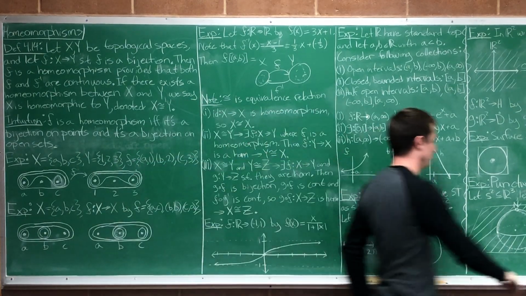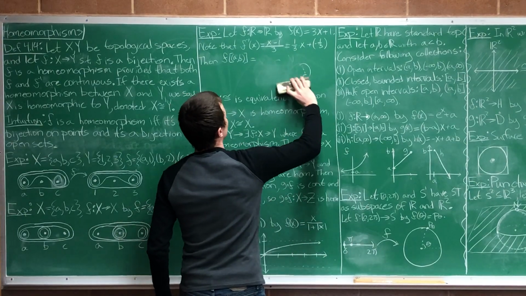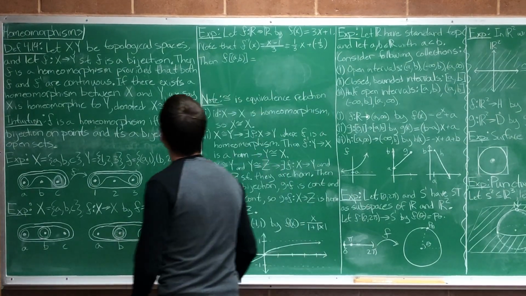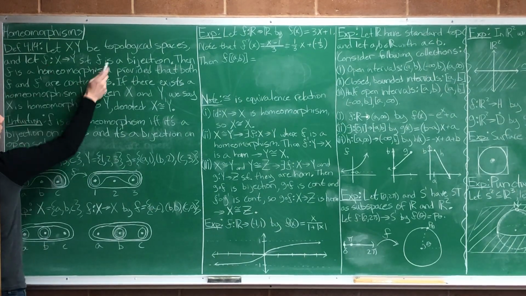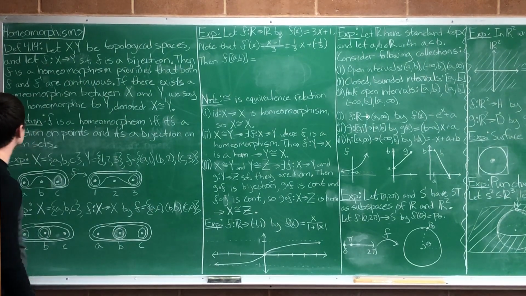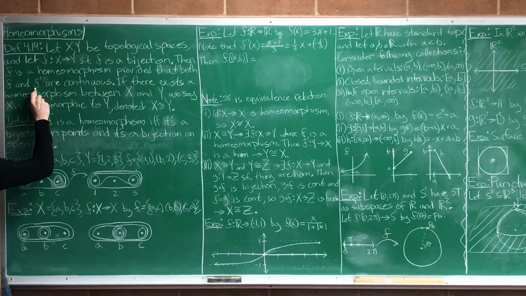Some of the intuition we usually keep in our heads to remember, in short, what exactly it is. So back to the definition. Let's just restart. Let X and Y be topological spaces. Let f from X to Y be a bijection. Then f is a homeomorphism provided that both f and f inverse are continuous.